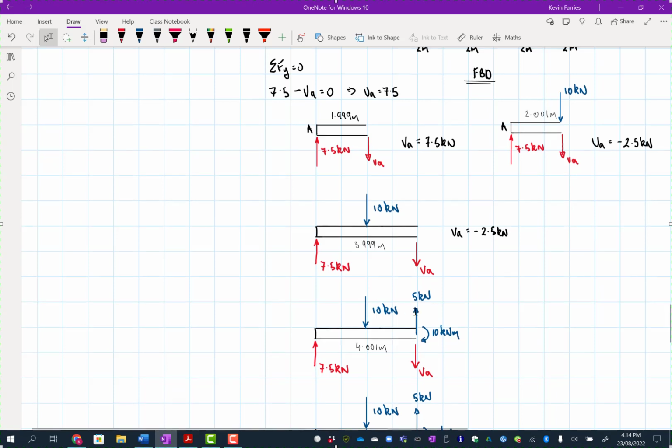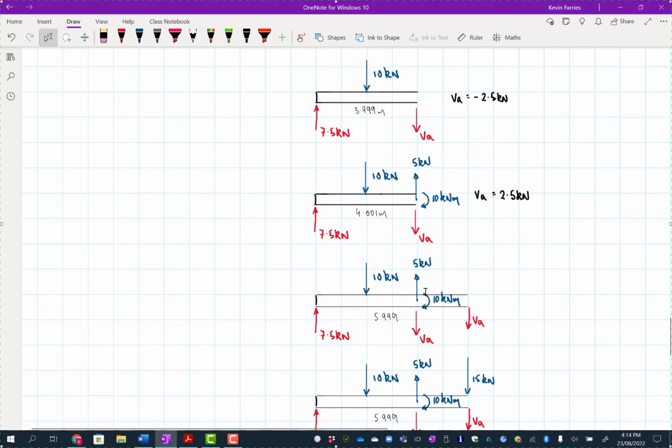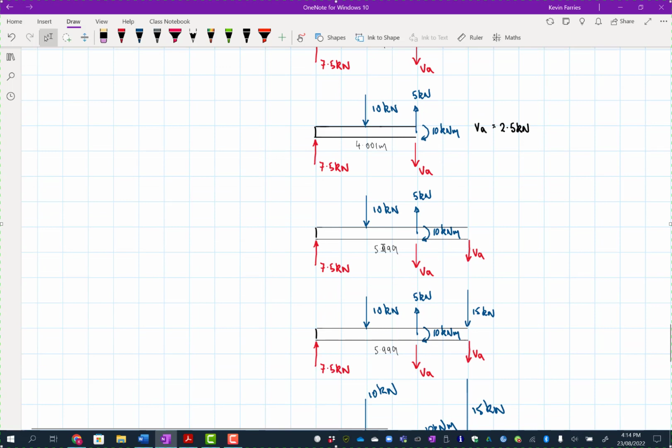But as soon as you go past that upward 5 kilonewton force, it changes. And so VA is now, so it's all of these, 7.5 minus 10 plus 5, which gives plus 2.5 kilonewtons as the shear as soon as we get past that 5. Then it stays the same all the way up to 6, because you haven't added any other forces.